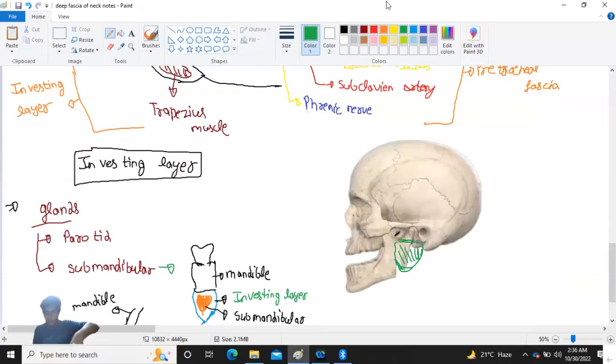So now it has two layers. One is the superficial layer. It is attached to the zygomatic process. This is the zygomatic arch. One layer is attached to this to cover this, and the deep layer is attached to the tympanic membrane. Then this covers the parotid gland, and there is one ligament formed by thickening of this layer. We know there is a styloid process here. Done. So from the styloid process to the mandible, this is the stylomandibular ligament, which is formed by thickening of the investing layer.